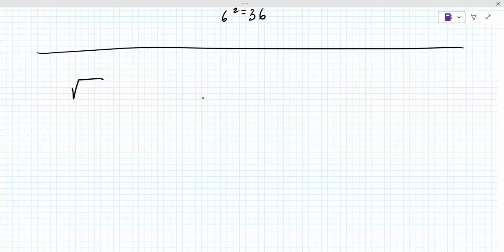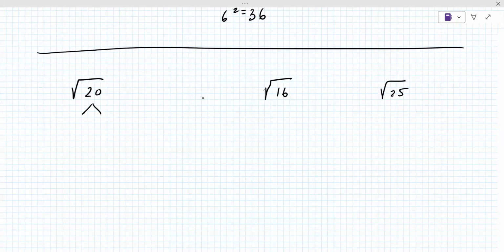Can you tell me how to determine the square root of something like 20? Don't you find the closest square root on the number line? That does work. Yeah, so we know that it's between the square root of 16 and the square root of 25.